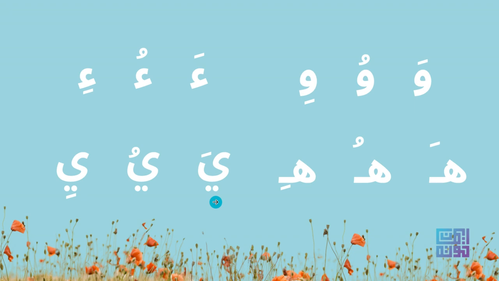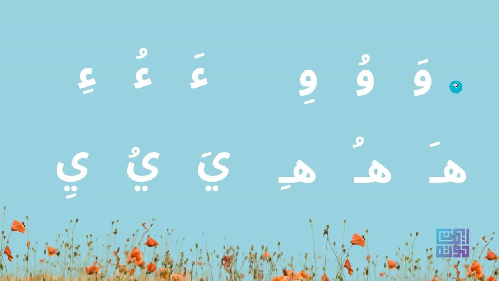And the last letter is ya. The name of the letter is ya. So, with a fatha, it's going to be ya. With a damma, yu. With a kasra, yi. Ya, yu, yi. One more time. Ya, yu, yi.